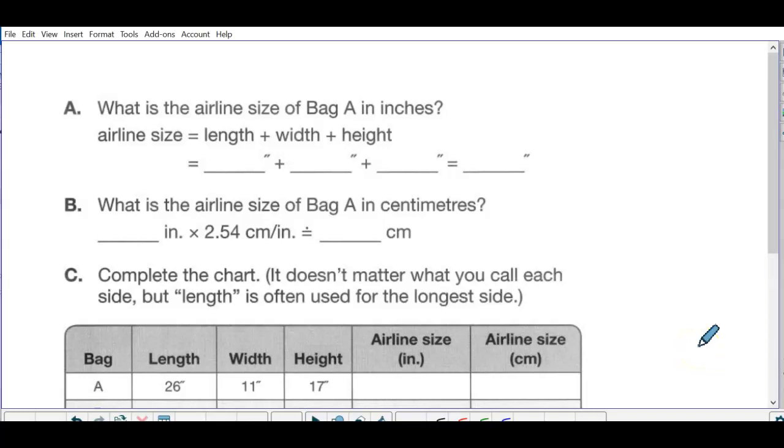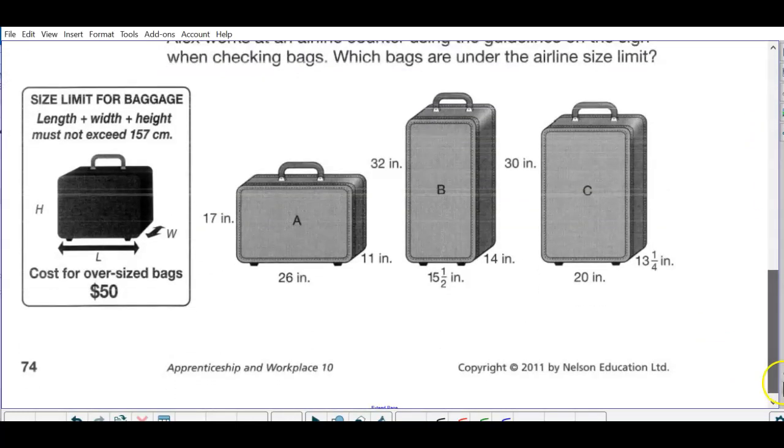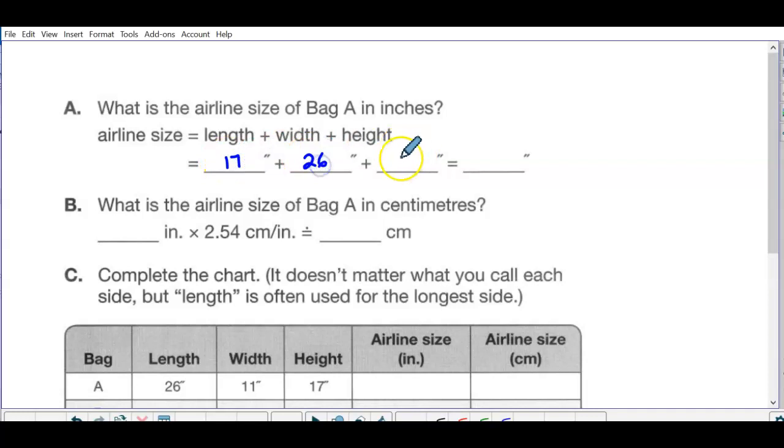It says, what is the airline size of bag A in inches? Basically, we're going to add those values together. So A is 17 plus 26 plus 11. If we add those together, I'm just going to do that without a calculator. So that's going to be 54 inches. What is the airline size of bag A in centimeters? Now this is taking the sum of all the lengths and multiplying by 2.54, the conversion. Remember, 1 inch equals 2.54 centimeters.